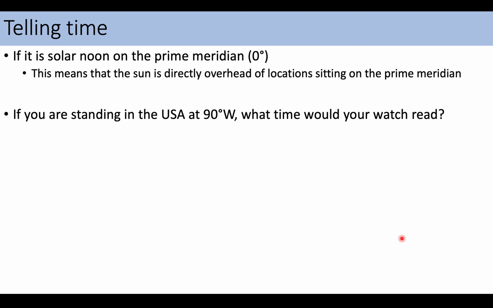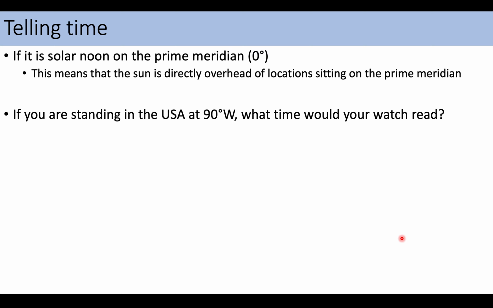So why is this important? Because we can use it to tell time. If it is solar noon on our prime meridian, 0 degrees, this means the sun is directly overhead of the locations that are on the prime meridian. So Greenwich, England, for example, it is solar noon, the sun is directly above that location.